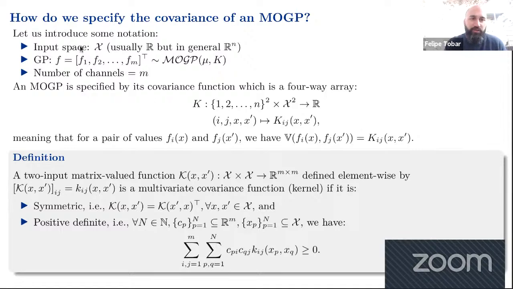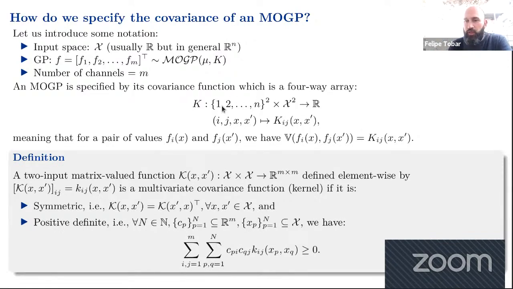So first, a little bit of notation. The input space is going to be called calligraphic X, which I'm going to just read as X. This is usually R, or in general, R^n. So the n-dimensional vector space of real entries, right? Our GP is going to be denoted by F, which is a collection of scalar valued GPs, M channels. We're going to denote it MOGP(mu, K), okay? So the MOGP is specified by the covariance function, which is a four-way array. So this is the important thing, right? So the covariance now is a function from a four-varied space to R, which looks like this.